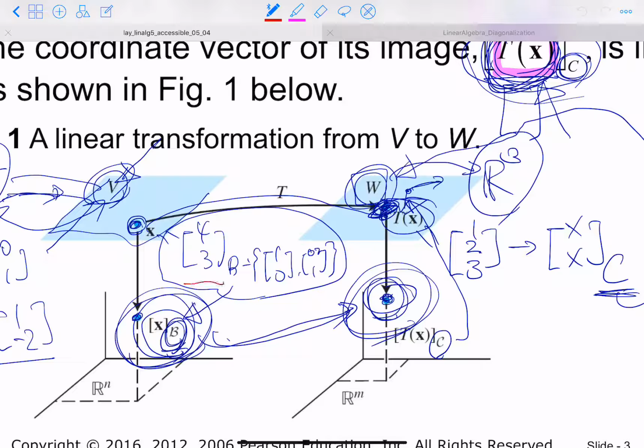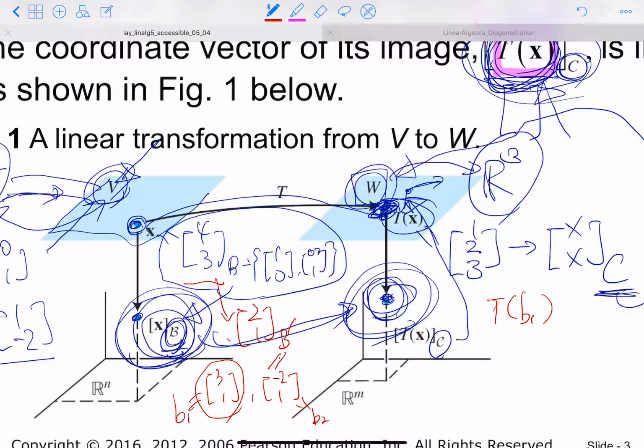So x is represented as 2, 1 with the new basis vector B prime, and this B prime has the first basis vector of 3, 1 and the second basis vector of negative 2, 1, right? And now let's think of the linear transformation of this guy. So this is b1 and b2, and let's think of this b1. Suppose this guy is a 3-dimensional vector 4, 5, 6.